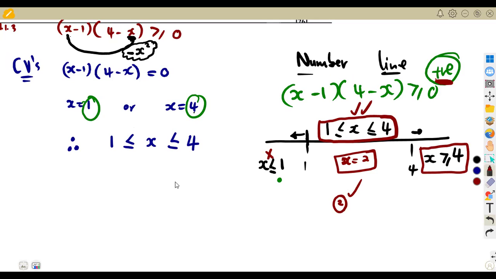If x is greater than or equal to 4, which values can we think of that are bigger than or equal to 4? We can think of 5, 6, and so on. So let's just try if x is equal to 5. In place of x, remember, this is 4 minus x, so it's 4 minus 5. Then x minus 1, which is 5 minus 1.